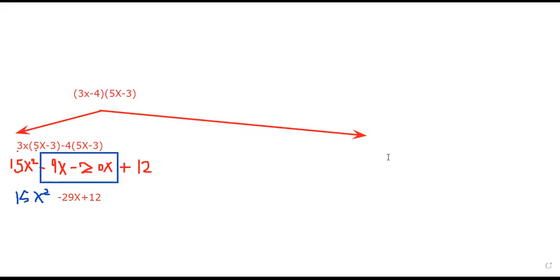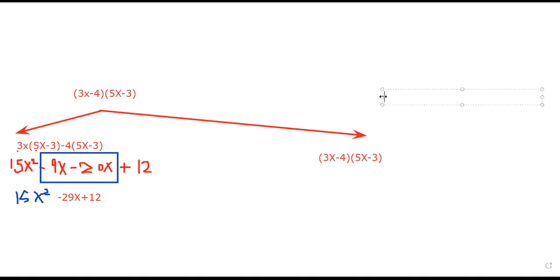The second way to answer this question will be the FOIL method. So we have the same question, 5x minus 3 multiplied by the first one, 3x minus 4. The second parentheses, 5x minus 3. Then we will start to multiply.